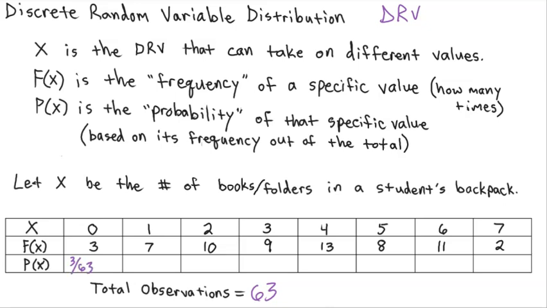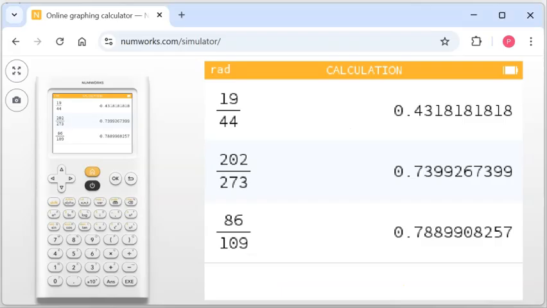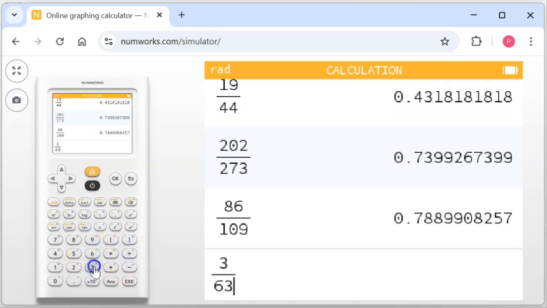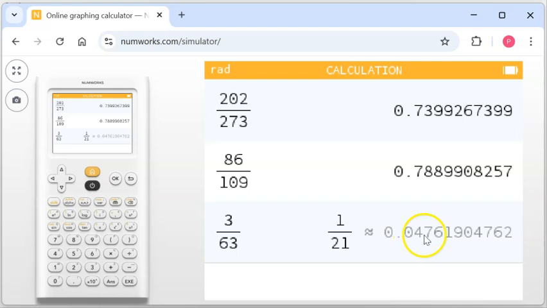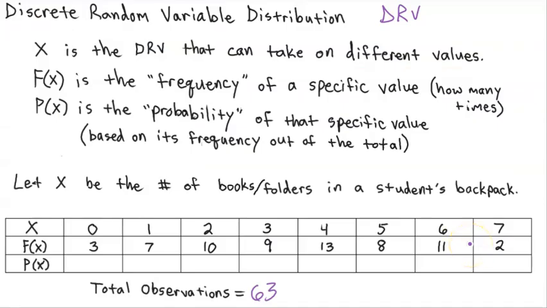But we're not going to write it as a fraction, we're going to do it as a decimal. And so we're going to do 3 out of 63. 3 divided by 63 is going to be 0.04, and then we're going to round this 7 to an 8. This 6 is going to turn this 7 into an 8. So 0.048. Okay? So we're going to put here 0.048.